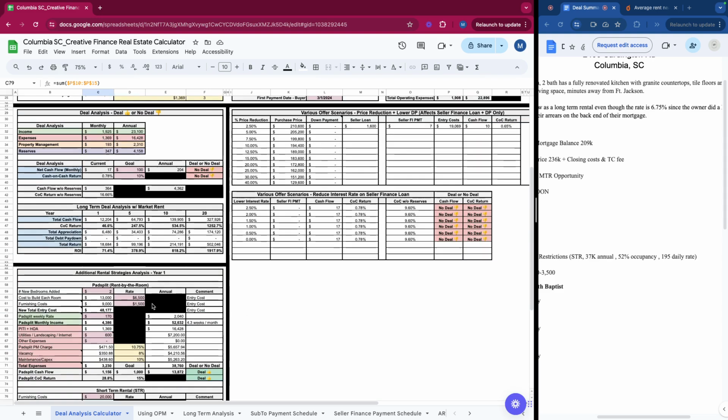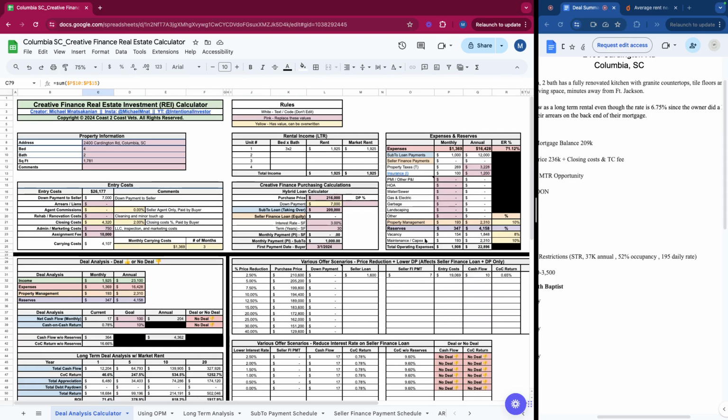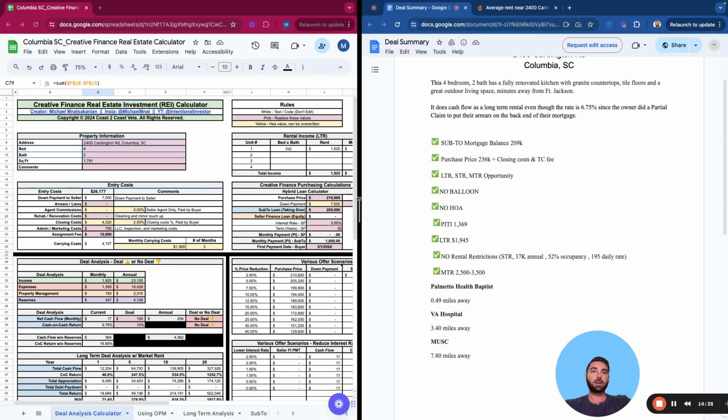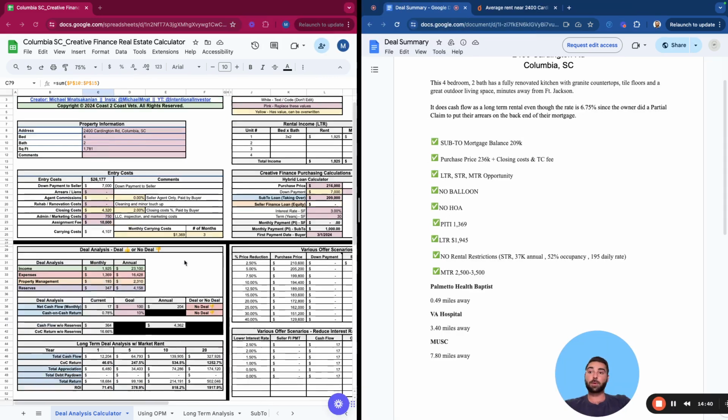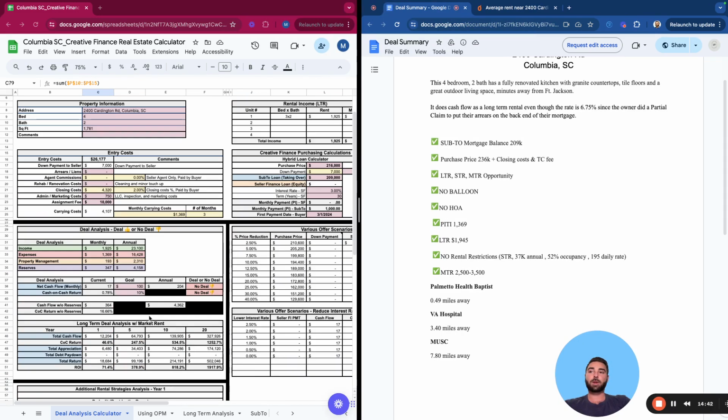So that's quickly how you can underwrite this creative finance deal based on the information provided by a wholesaler. For me, this would be a no-go as a long-term rental. I still might pursue this as a midterm rental, but I would prefer to see that the entry costs themselves are lowered a bit from the approximately $27,000 to maybe closer to $20,000 to $18,000 as we looked at.